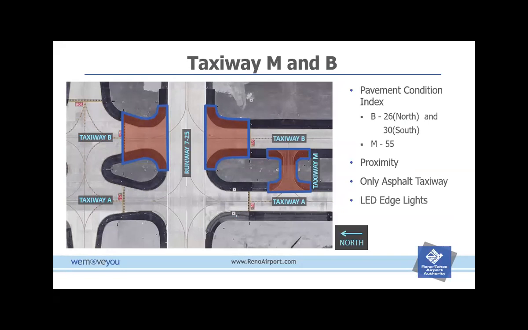And then at about a 40 is where they recommend you replace the pavement rather than maintain and upkeep it, just because it's more cost effective to do that. So as you can see, Taxiway Bravo at 26 and 30, we're well within those limits to replace.